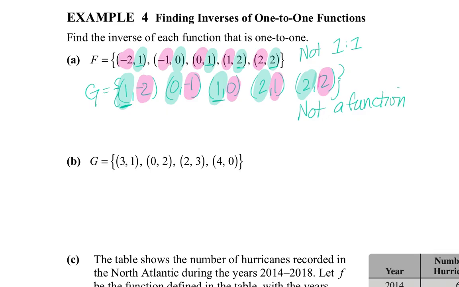Okay, so remember, to be a function, x cannot repeat. And since x is repeating here, and then the 2's are repeating here, that makes g not even a function. So it's not 1 to 1. So this one is a function, but not 1 to 1. This one's not a function and not 1 to 1.